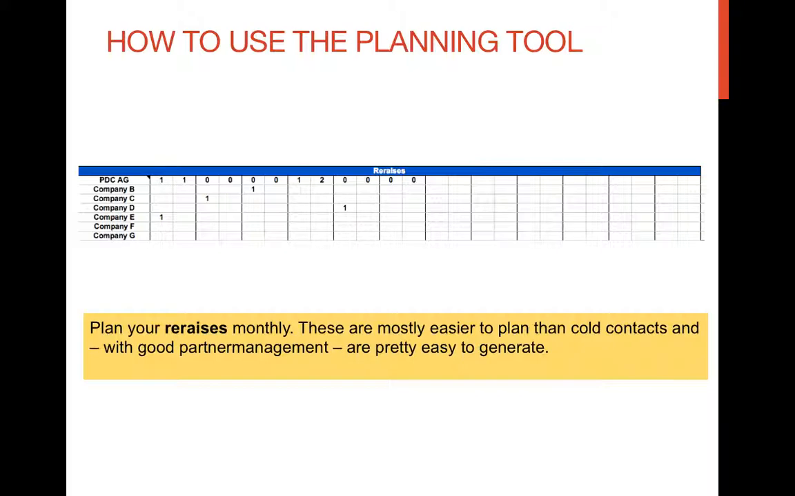Also, re-raises are easier to plan with than cold contacts, and as long as you maintain a good partner management, which you should be able to, having account managers in your team, they are pretty easy to generate because you have your quarterly meetings, your evaluation meetings from time to time, so the partner knows what's happening in ISAC and you know what's happening in the company, so you also know when they need new interns. And that's basically the goal of good partner management. So you know each other, you know when they're going to need new interns, and then you can plan your re-raises for that month. In the planning tool, you'll have the month above this field as well.